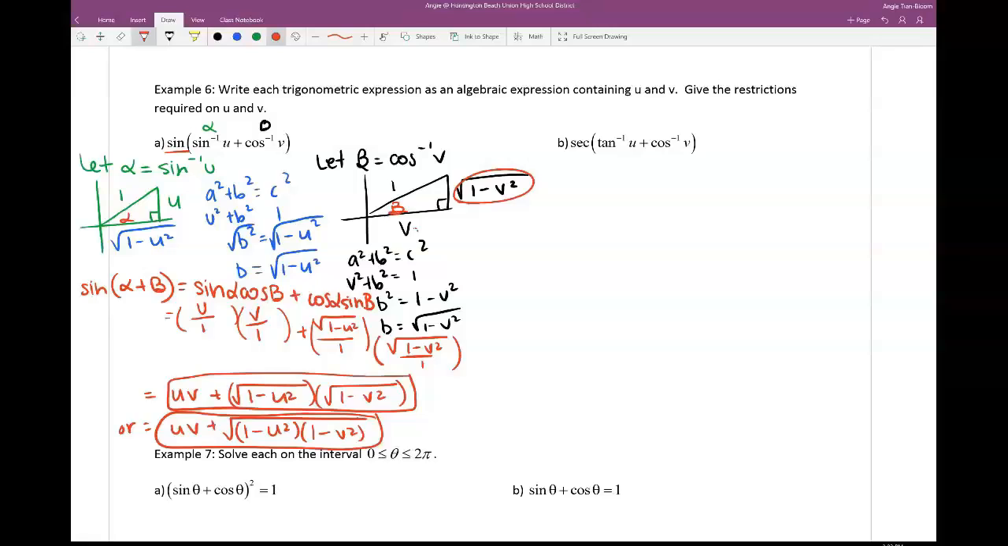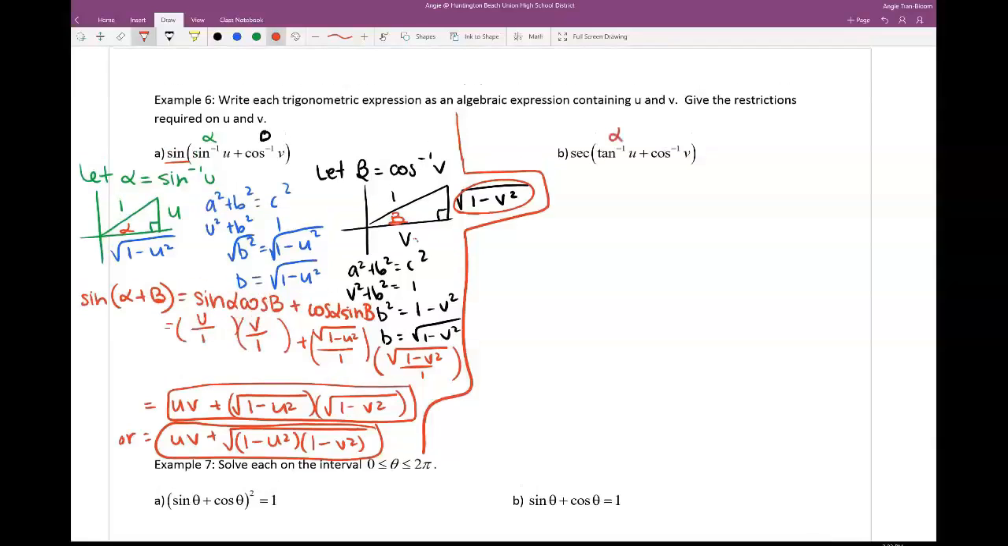All right, let's move on to example 2. I'm sorry, not 2b. Okay, here we go. Secant of tangent inverse of u plus cosine inverse of v. I'm going to let this be alpha and this be beta. So let's draw a triangle. Tangent inverse is restricted to quadrants 1 and 4, but because I want it to be positive, I can put it in quadrant 1. So here's alpha.